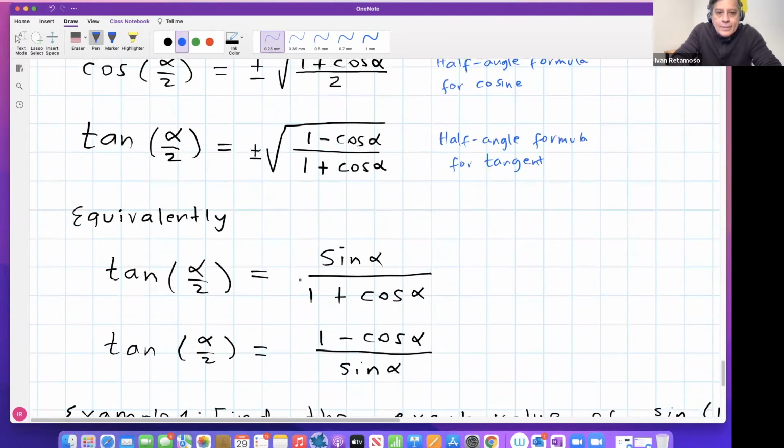I added the 2 versions that I showed you in the worksheet here, right? Equivalently, this half angle formula for tangent in terms of sine and cosine, half angle formula for tangent in terms of cosine and sine in a different form.